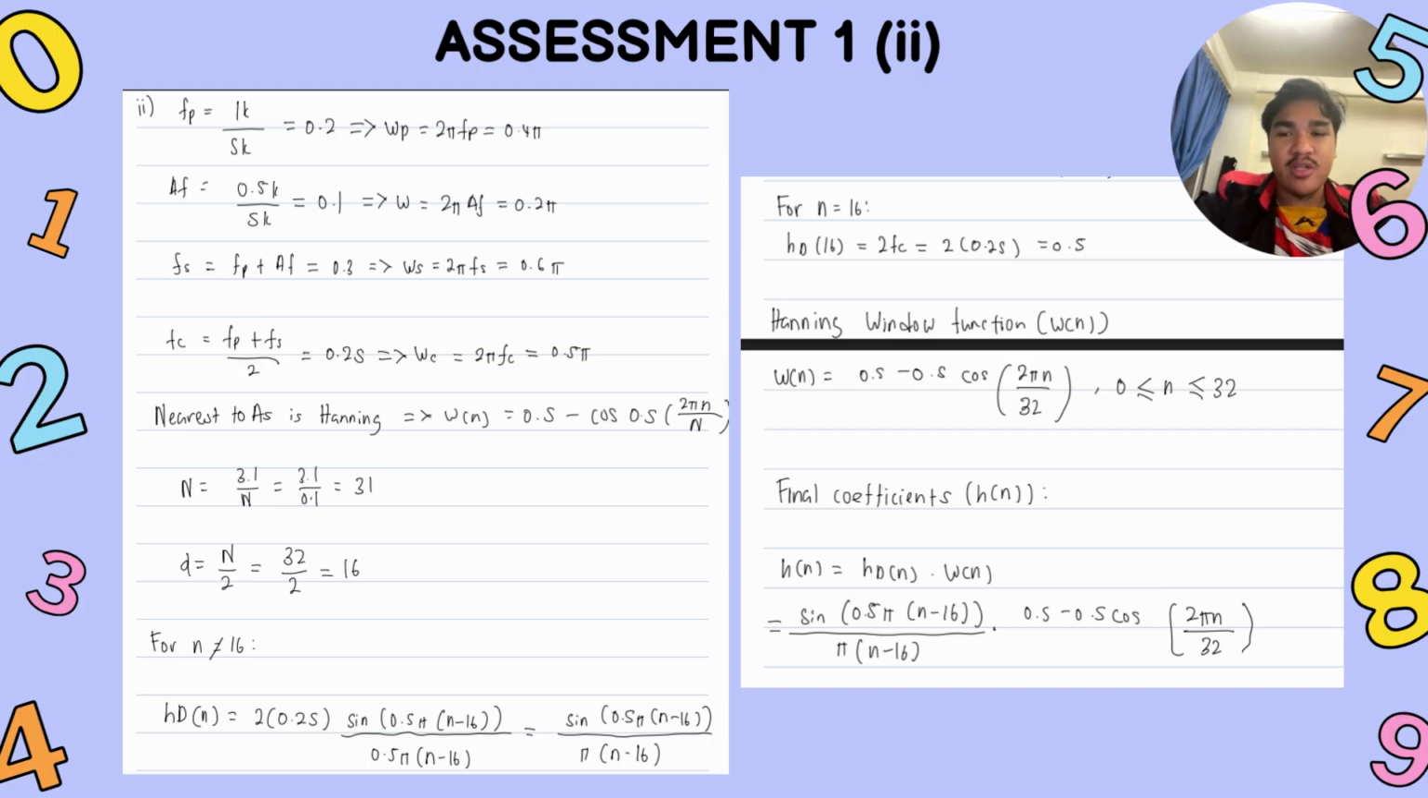Using its specific window equation, the required filter order is determined to be N equal to 32, which gives us a center of symmetry delay alpha equal to 16. We then split the ideal impulse response hd(n) into two conditions: a central midpoint value of 0.5 when n equals 16, and a sampling function mathematical form for all other values where n is not equal to 16.